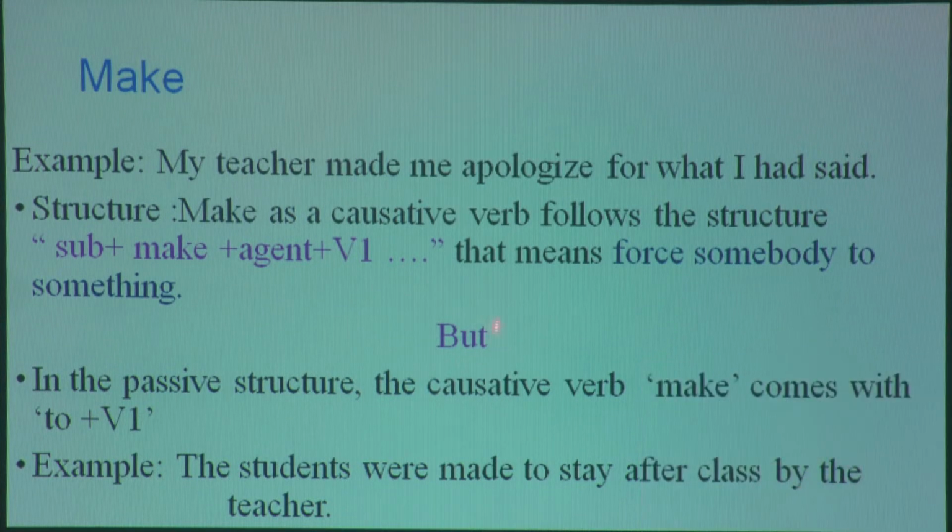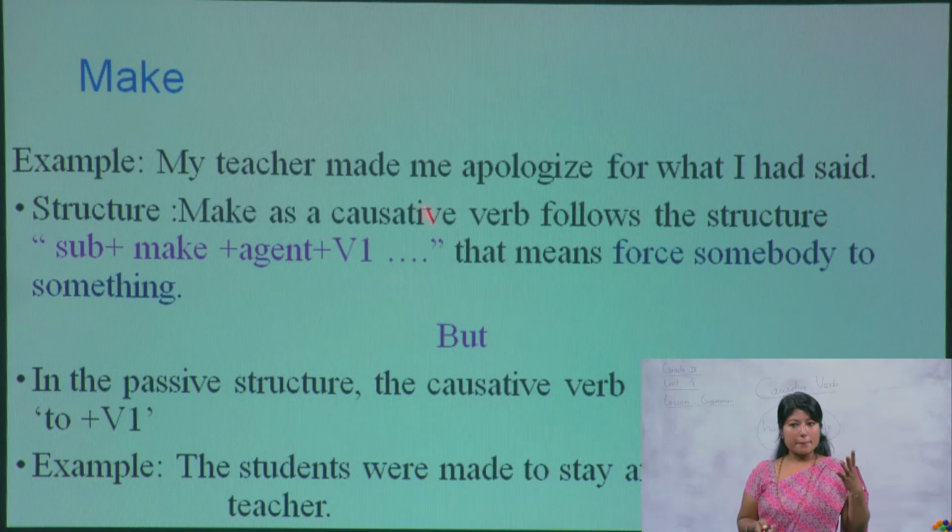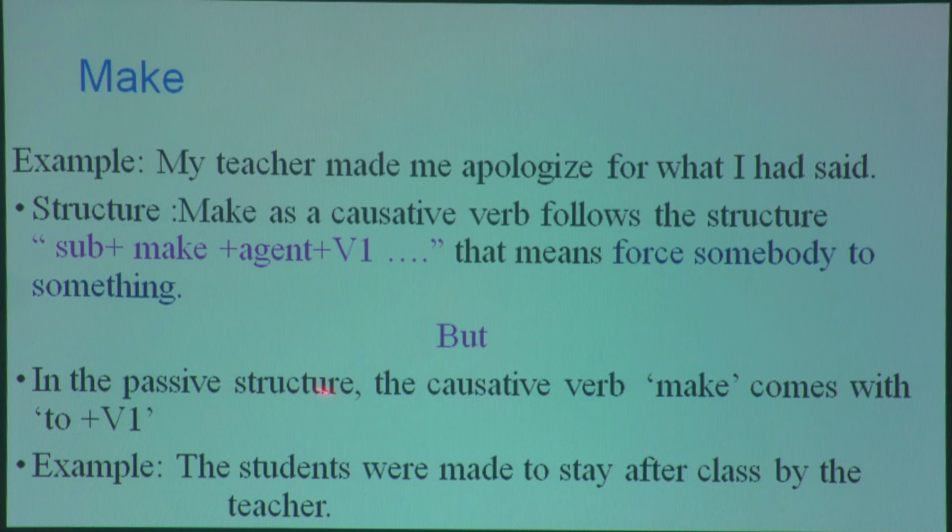But there is an exception. In the passive structure, the causative verb make comes with to plus verb 1. Usually with the causative verb make, we use verb 1 only: agent plus verb 1. But if it is a passive structure, then make comes with to. Like in the example, the students were made to stay after class by the teacher. So this is a passive structure.